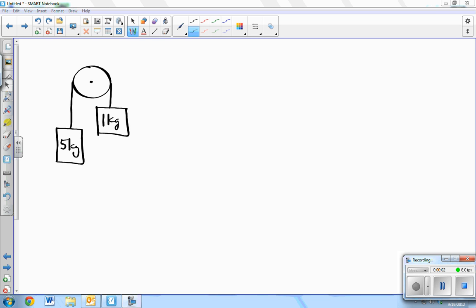What's the first step in solving a pulley problem? FBD. So we'll start with this object. What's the free body diagram on the 5 kilogram? Tension and gravity. Now, which one will be positive? Gravity is going to be positive because the direction of acceleration is down.